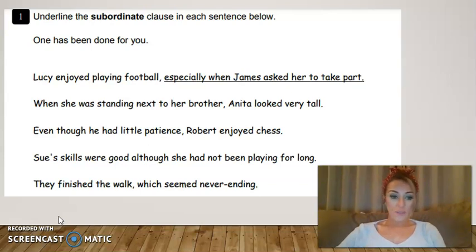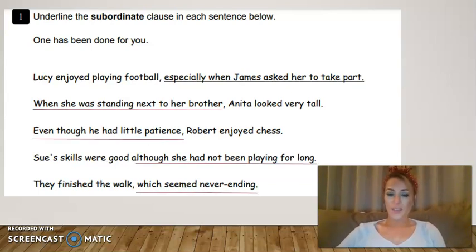Okay, so are you ready for the answers? Your book should look a little bit something like this. So remember, I asked you to underline the subordinate clauses, and the subordinate clauses are the bits that do not make sense on their own. Okay, so when she was standing next to her brother was number one. Even though he had little patience, although she had not been playing for long, and which seemed never ending. So those were your subordinate clauses.